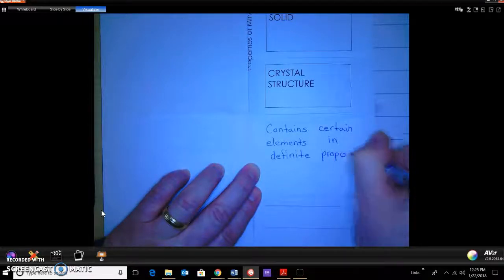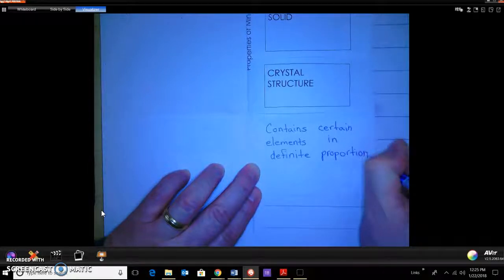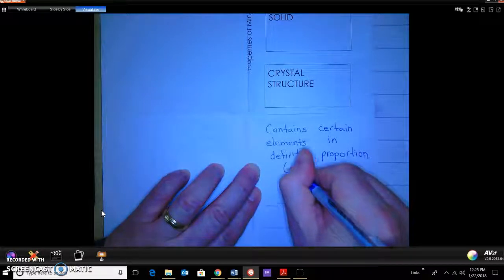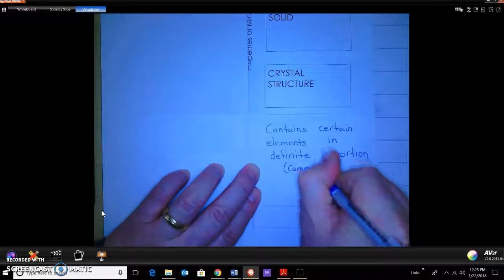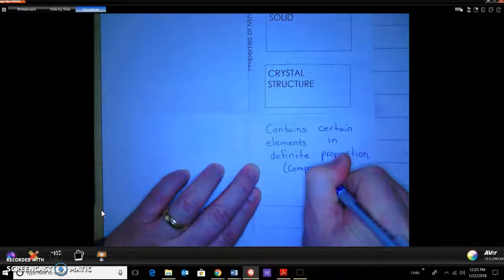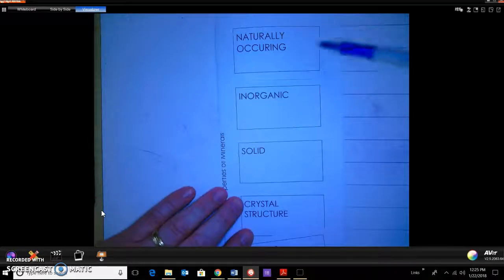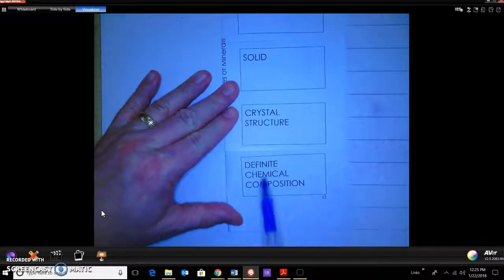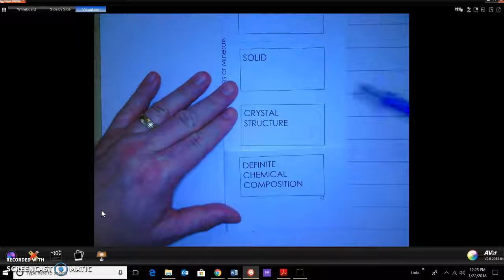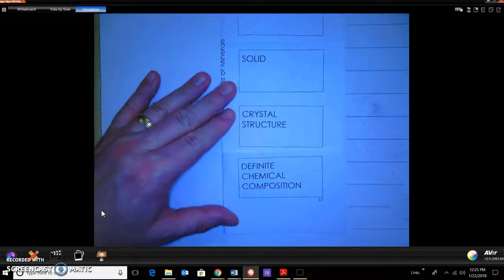H2O. You have 2 hydrogen atoms and an oxygen atom. Proportion. So you have the same proportion or same amount every time. Just like in a compound. So that's why we're going to put compound in parentheses. Okay, and this gives you a general idea. In order for it to be a mineral, it must have these things here: naturally occurring, inorganic solid, crystalline structure with definite chemical composition. These things you need to know by Thursday.